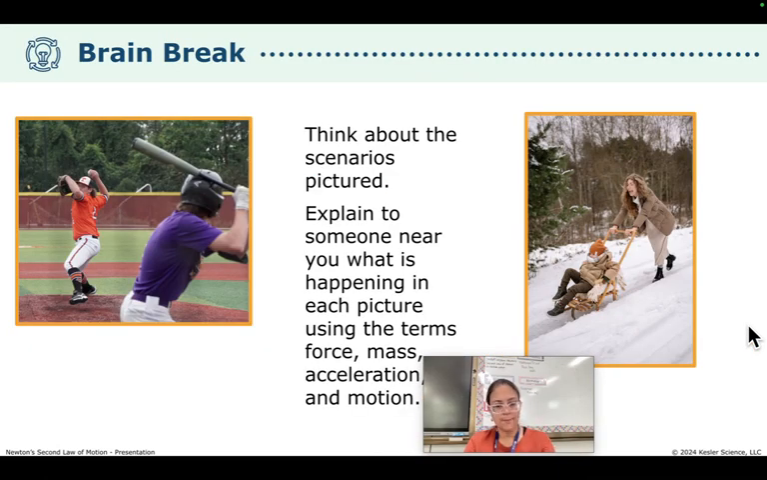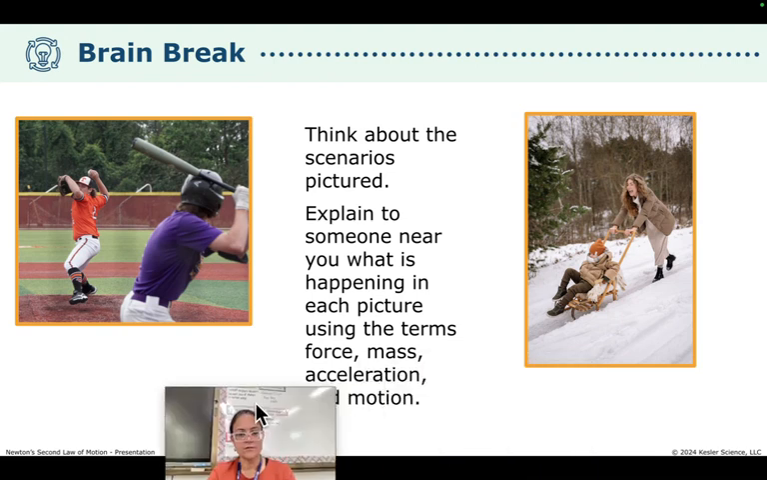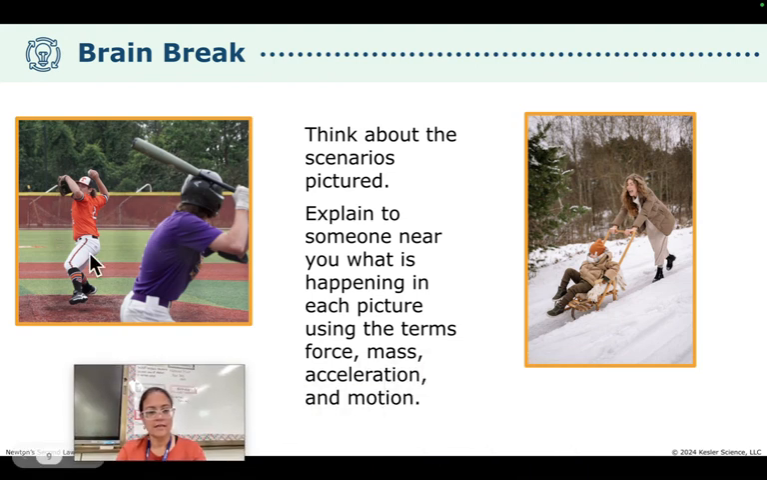All right, so let's take a brain break. Think about the scenarios pictured. We have this one on the left, somebody playing baseball, and then we have this one, people on a sled. Explain to someone, or just think to yourself, because obviously there's nobody near you, what is happening in each picture, and think about the words force, mass, acceleration, and motion. What is happening when these boys are playing baseball? How does this relate to force and mass and acceleration and motion? And then over here, these people on the sled.